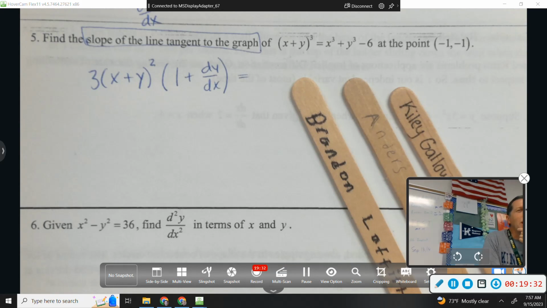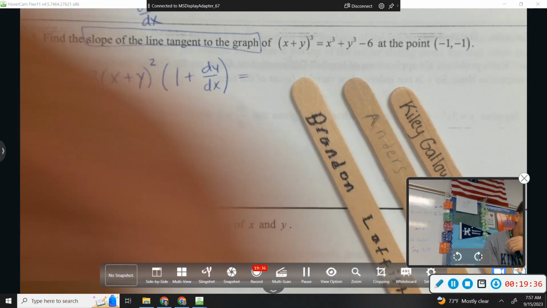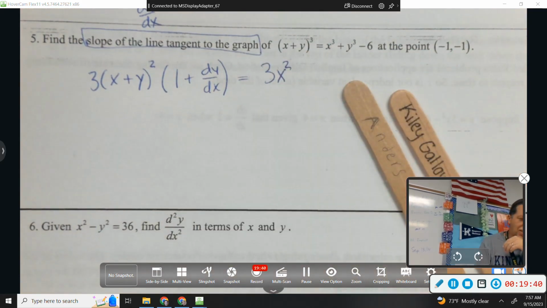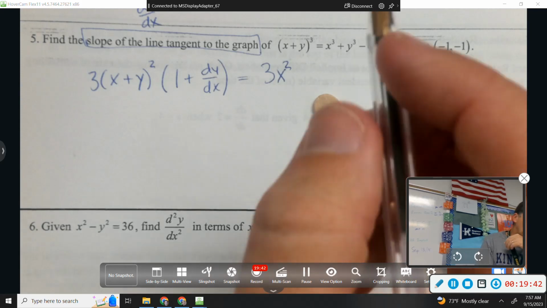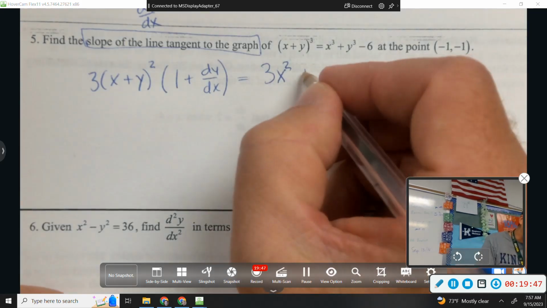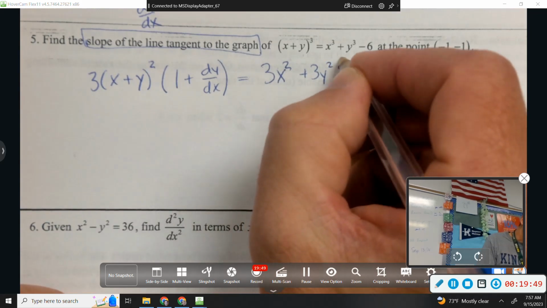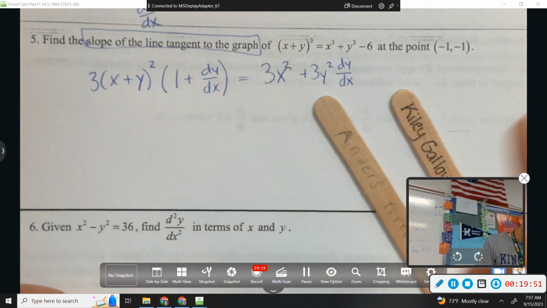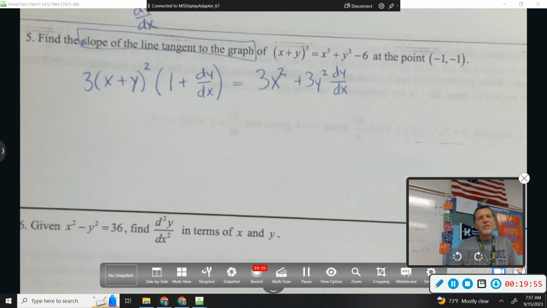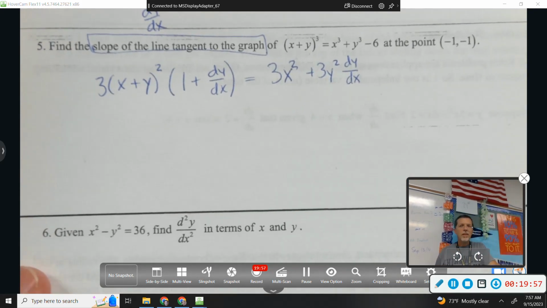Somebody help him out. What's the derivative of x cubed? 3x squared. Anders, how about the derivative of y cubed? 3y squared dy dx. Very nice. And Kylie, the derivative of -6? 0. It's the easy one, but you got to know it. Okay, so we've got dy dx.